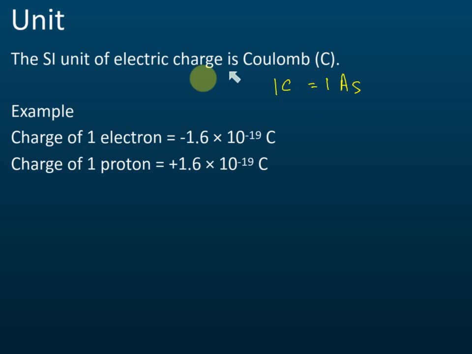The unit is Coulomb. Charge of one electron is equal to negative 1.6 times 10 to the power of negative 19 Coulomb. And charge of one proton is positive 1.6 times 10 to the power of negative 19 Coulomb. From here, you can see that the charge of one electron and proton is very, very small, but their values are the same, 1.6 and 1.6. One is negative, one is positive.